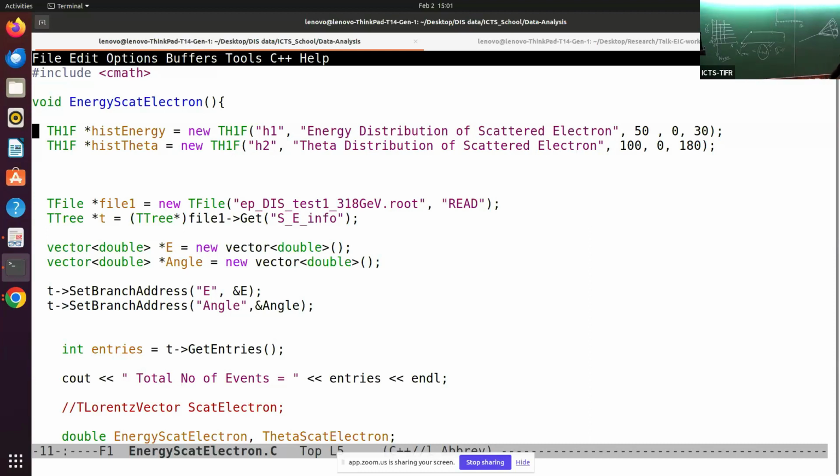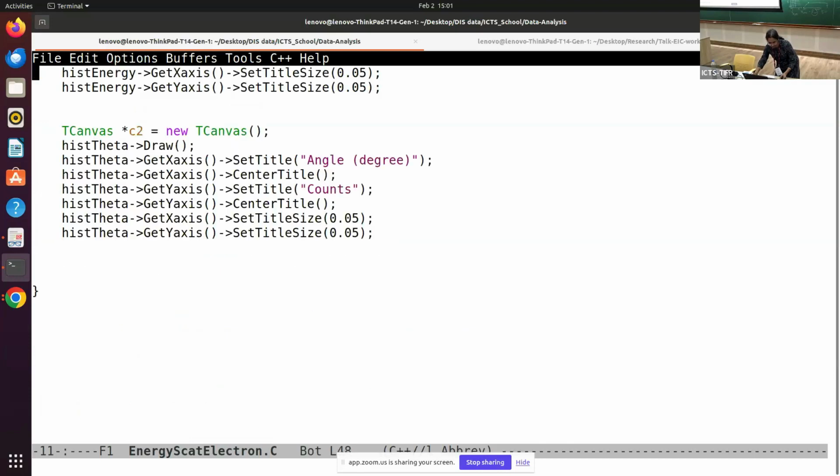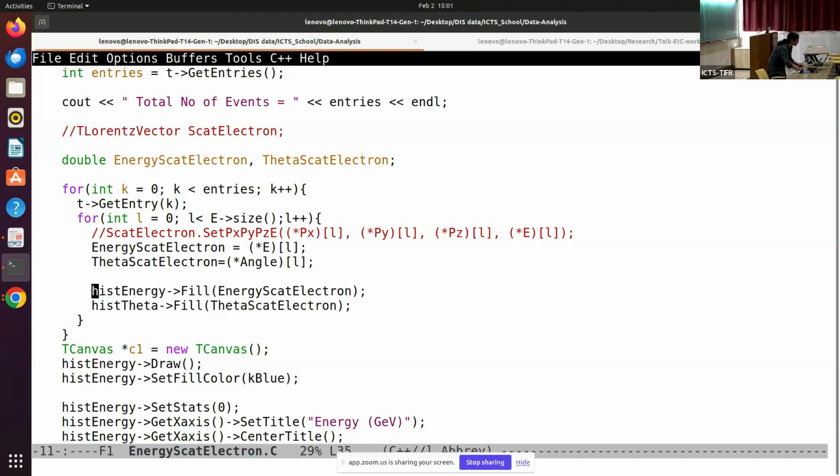Okay. Now, I have defined my histogram. Now I have to store the information in this histogram, so I have to fill it. It's almost like our English language: you have defined it, now you are filling it with the input. So you are filling energy of the scattered electron and theta of the scattered electron, these two pieces of information. Now you see here, hist energy. Don't go into each and every thing; in 2 hours, we can't do that. Just understand the philosophy, okay? So, hist energy draw. I have filled it, and then I want to draw that information.